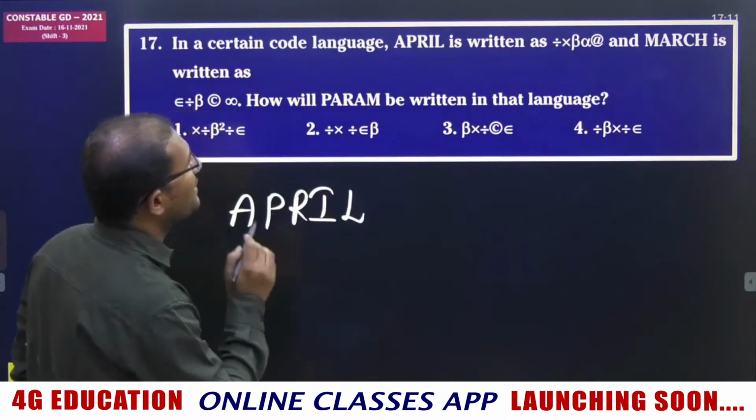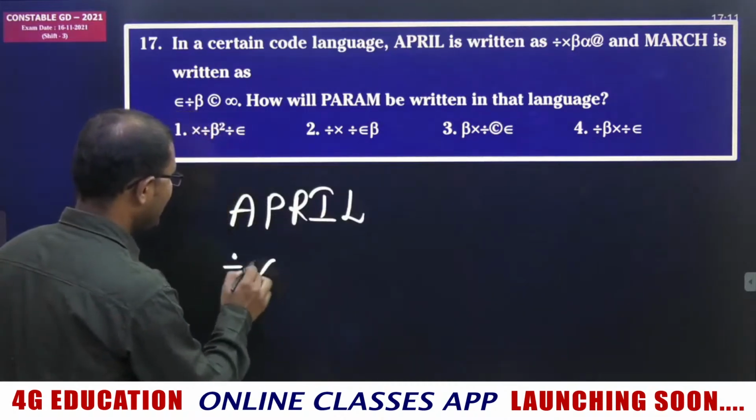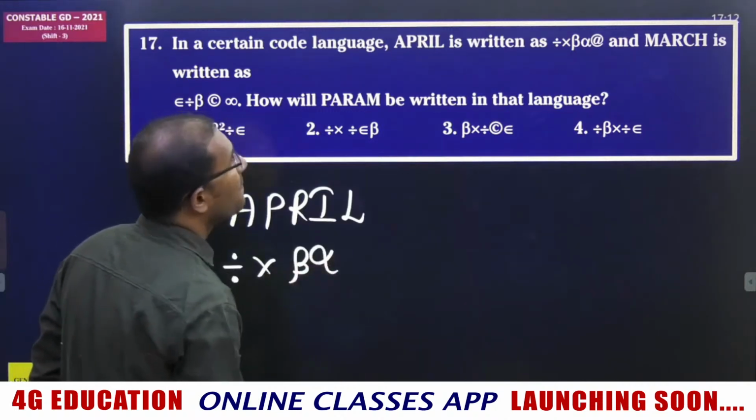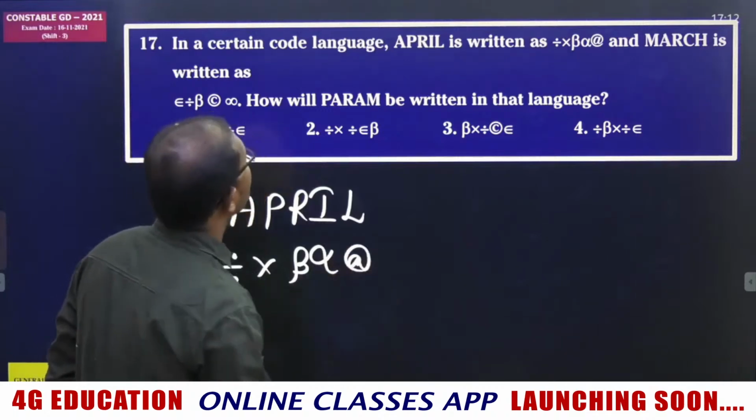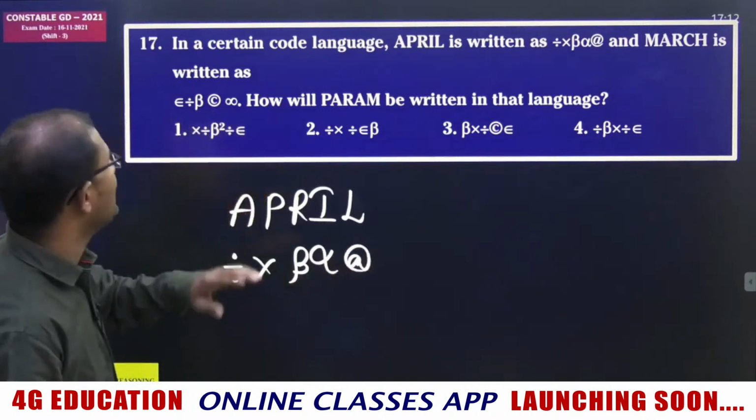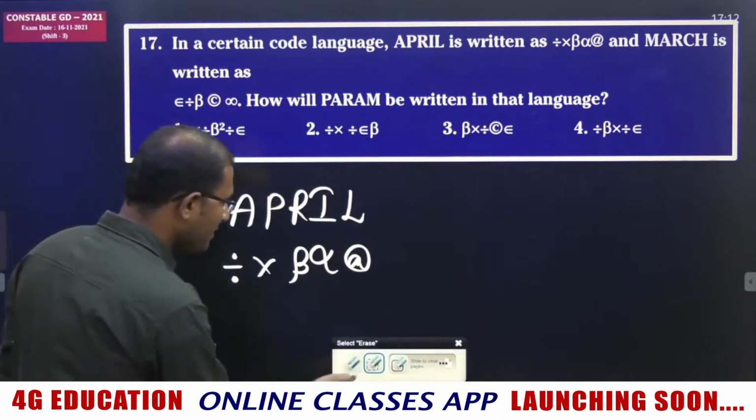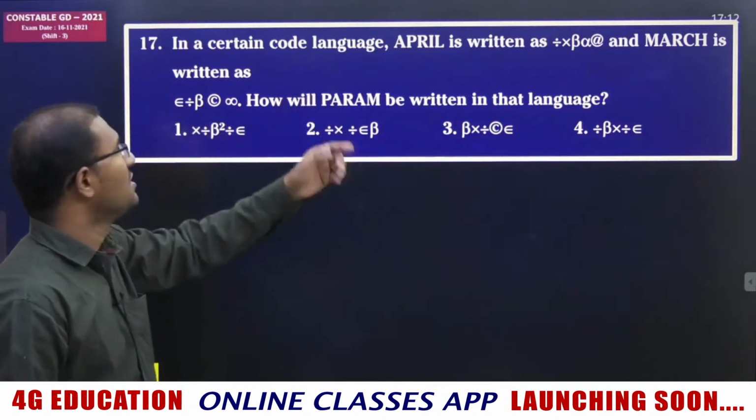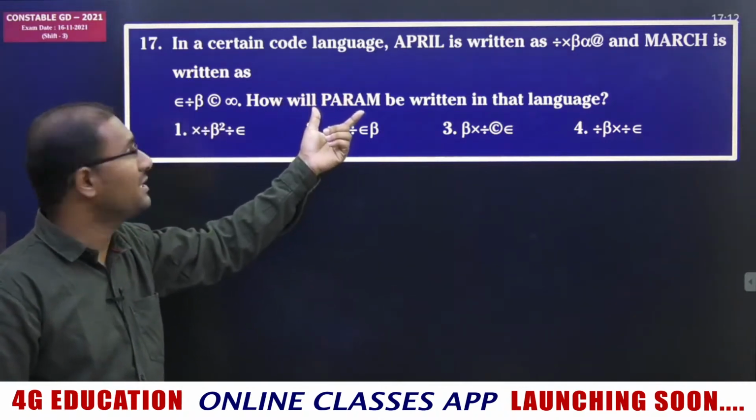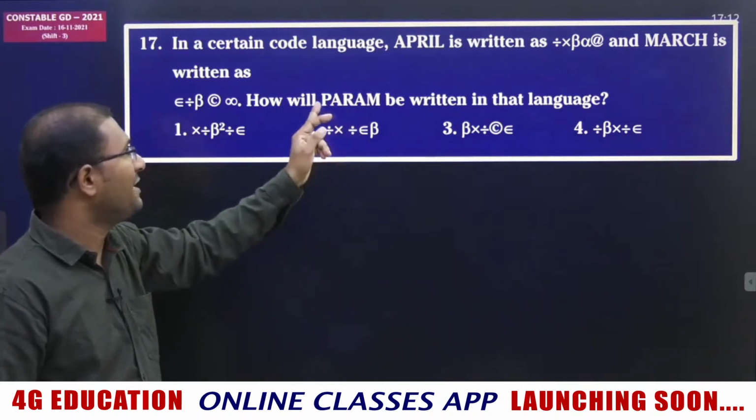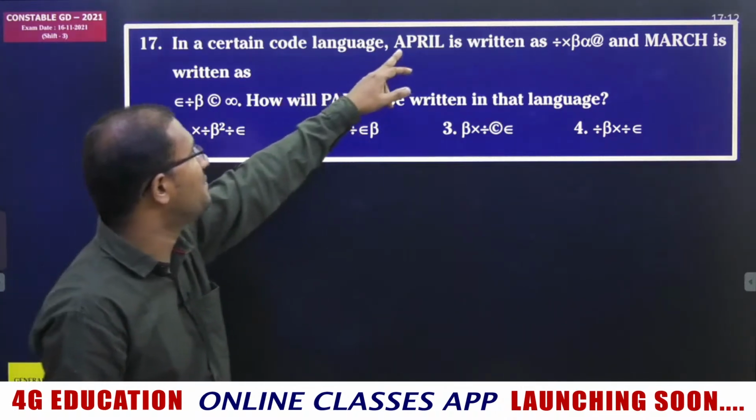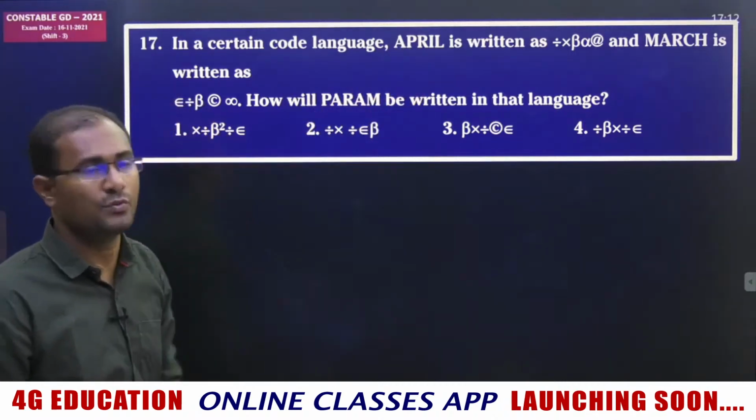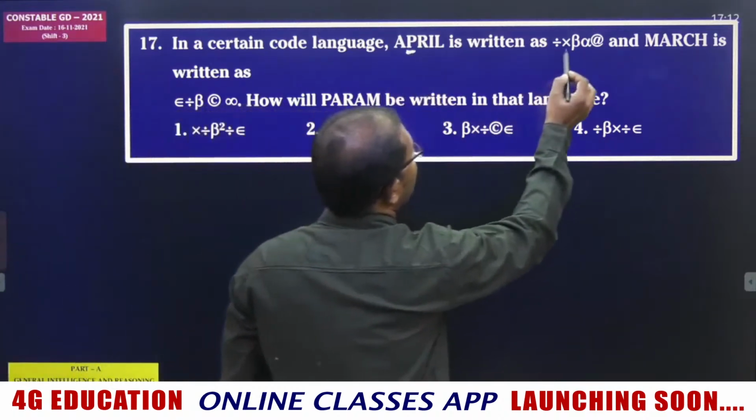So for the given word April, they have given us division symbol, into, and then beta, and then alpha, and then at the rate. Now what about the next one? The next one is March. So here we no need to write all these things. Just by comparing we can find out the answer. The word for which we need to find the code here is March. So P is present in the word April. In April, the second letter is P. It means for P the code would be into. So for P the code is into here.